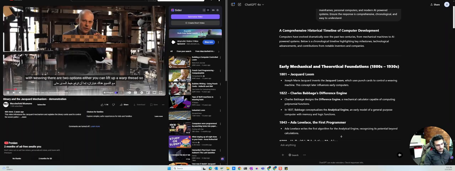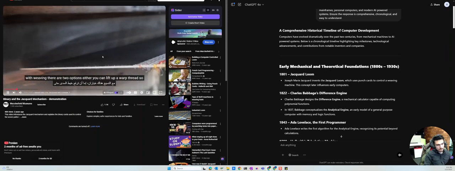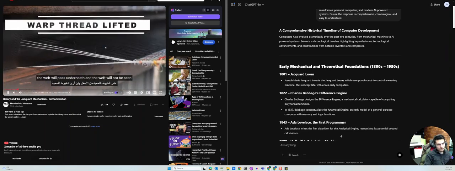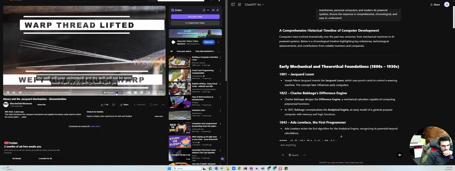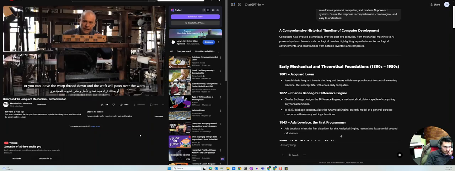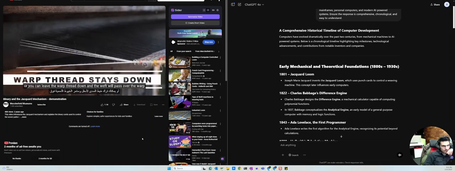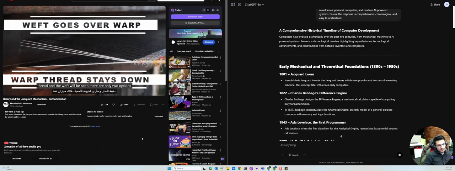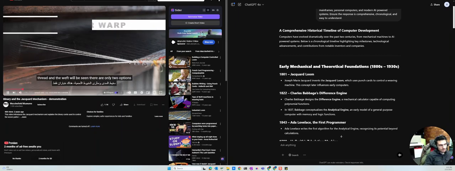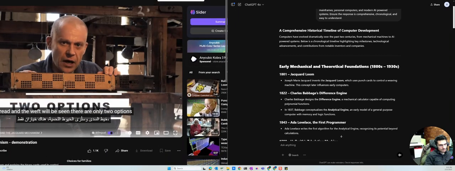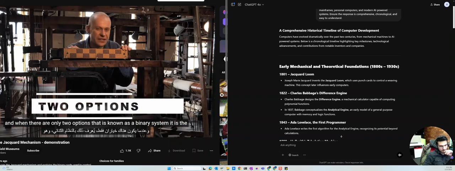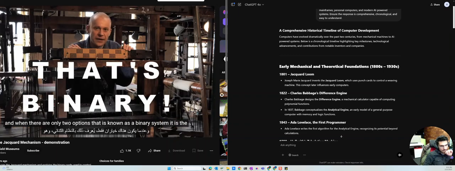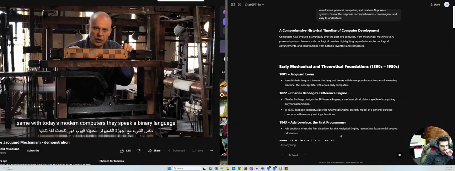With weaving there are two options. Either you can lift up a warp thread so the weft will pass underneath and the weft will not be seen, or you can leave the warp thread down and the weft will pass over the warp thread and the weft will be seen. There are only two options, and when there are only two options, that is known as a binary system. It is the same with today's modern computers.